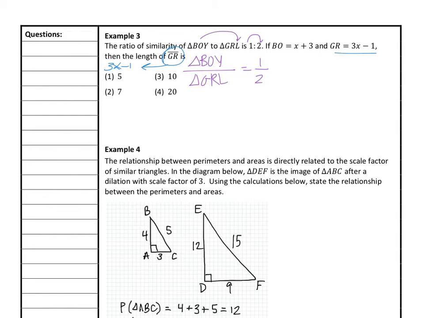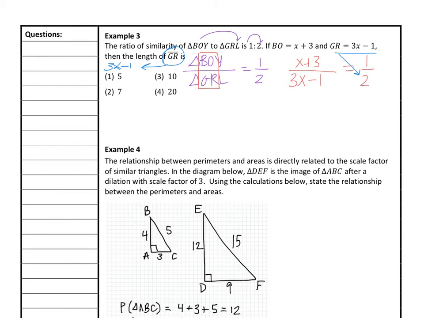So we know that BO corresponds with GR based on our stacked letters. So we're going to put the expression for BO on top because it comes from boy, and boy was going on to girl. And the expression for GR on the bottom, 3x minus 1, and it's still equal to 1/2, that ratio of similarity, or in other words, the ratio of corresponding sides, or in other words, the scale factor. All of those phrases are interchangeable, and I know that's frustrating and annoying for you to have to remember all of them, but they all mean the same thing.